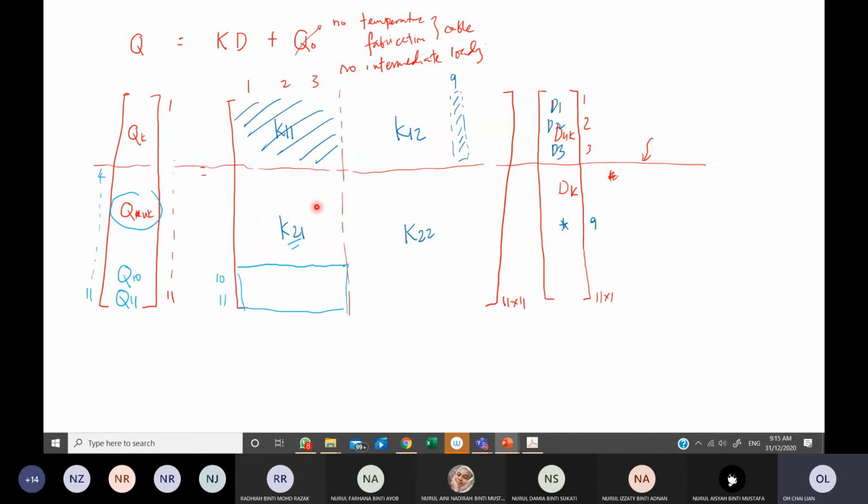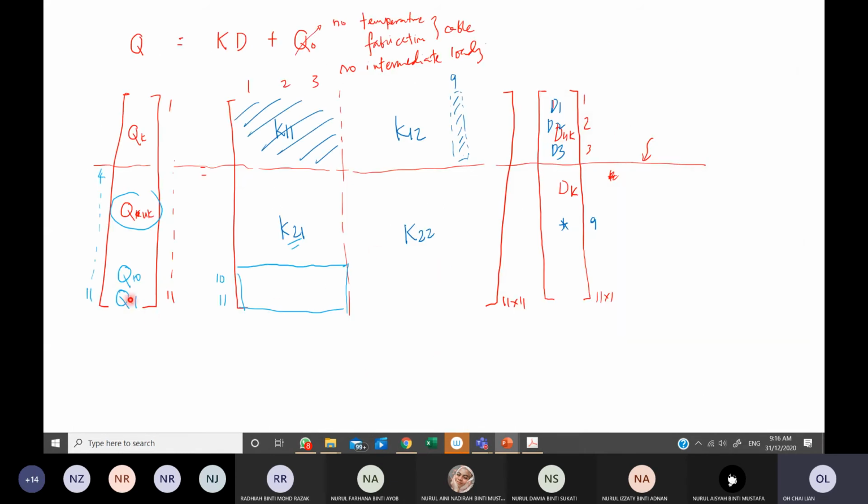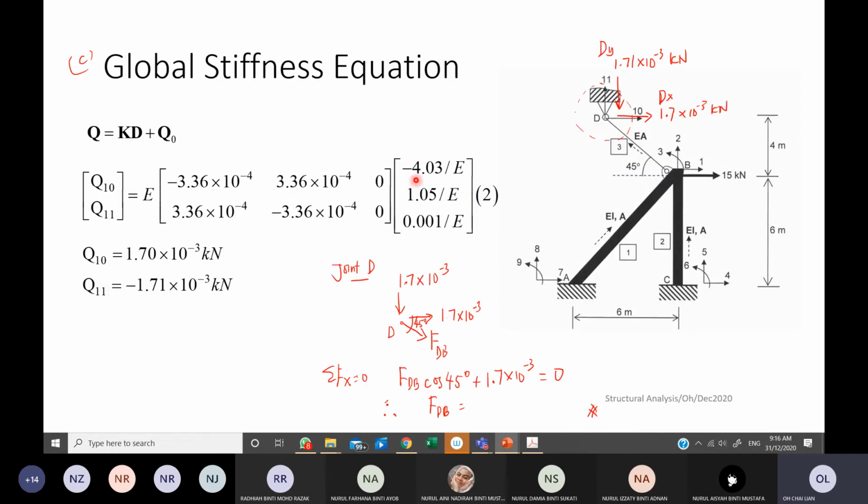Okay, because one of our strategies is to determine the support reaction at D. Once the support reaction at D has been solved, then we can use the equilibrium at D to find our cable force. So now we only need to find Q10 and Q11, because at support D we have only 10 and 11 here.